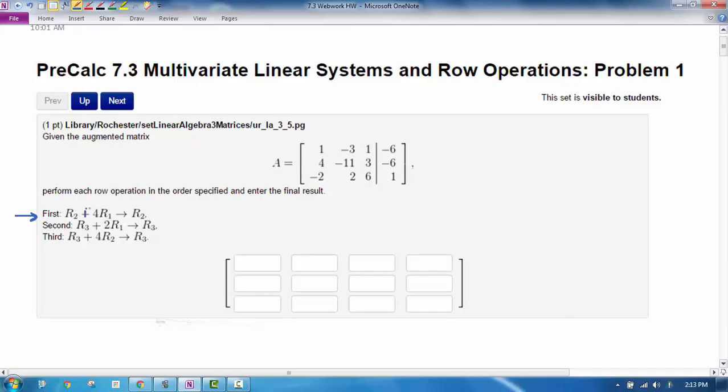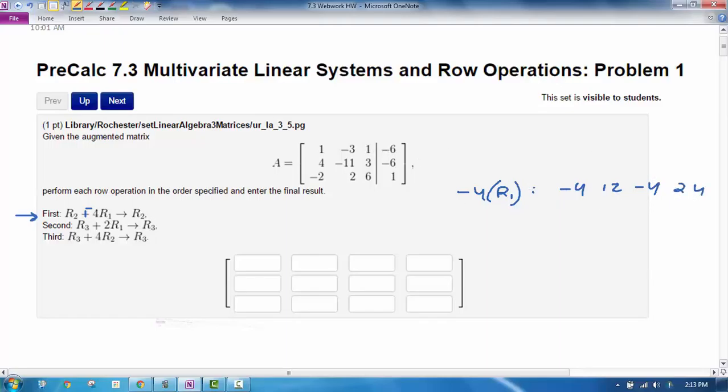So I'm going to make this plus a minus. I'm going to focus on this part first. So let me write that down. I'm going to do negative 4 times row 1, and I'll just write that right here. So negative 4 times row 1 gives me a negative 4, and then a positive 12, and then a negative 4, and then a 24.